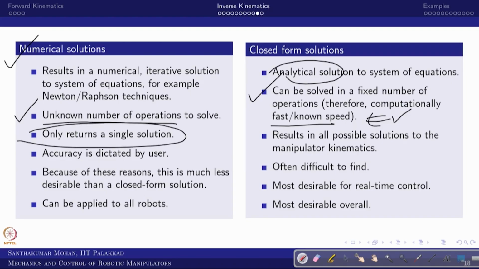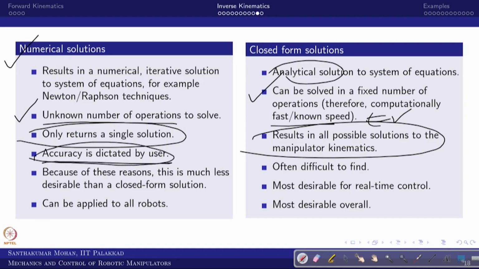So in the sense it may not be optimal, or the closest solution, but in this case all possible solutions can be obtained. The accuracy is very much questionable, because the solver would be defined according to what resolution you want or how fast you want. So the accuracy would be pragmatic, based on what the user defines. This is often difficult, but this is easy, because we can easily write the numerical solution, but this is not that way. Because of all these reasons, it is much less desirable as compared to closed form.